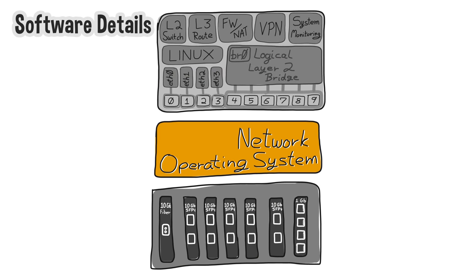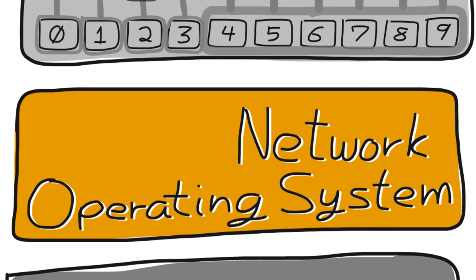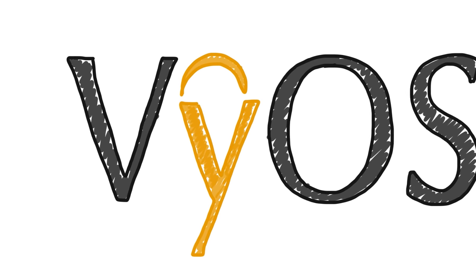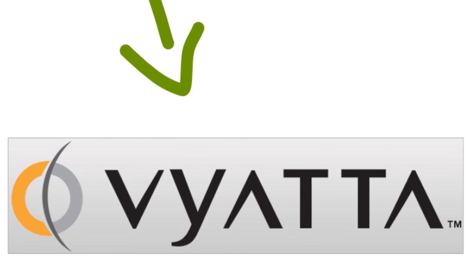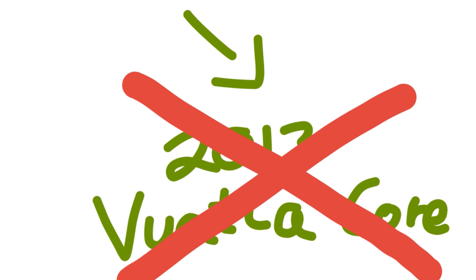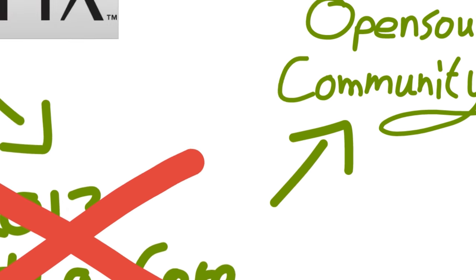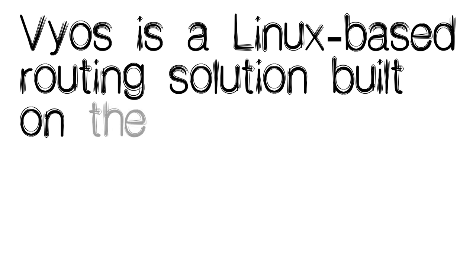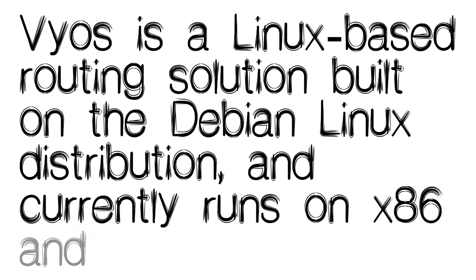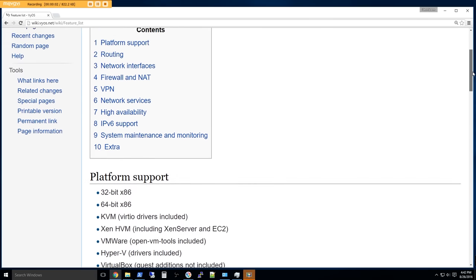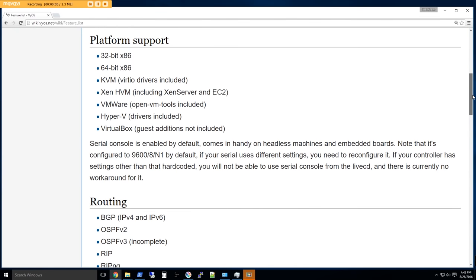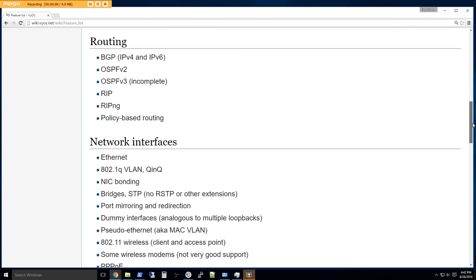Now, for the most critical component in this entire setup, the network operating system. And the winner is VyOS. What is VyOS? Why VyOS? Okay, I'm getting there. VyOS was originally developed by Brocade Communications and known as Vyatta. In 2013, they stopped development on Vyatta Core. A group of enthusiast developers forked the source code and created what is now VyOS. Quote, VyOS is a Linux-based routing solution built on the Debian Linux distribution and currently runs on x86 and x86-64 platforms. End quote. VyOS is an incredibly lightweight, heavily customized, and optimized distro with the sole purpose of providing Layer 2 and Layer 3 network functionality on a physical or virtual platform.